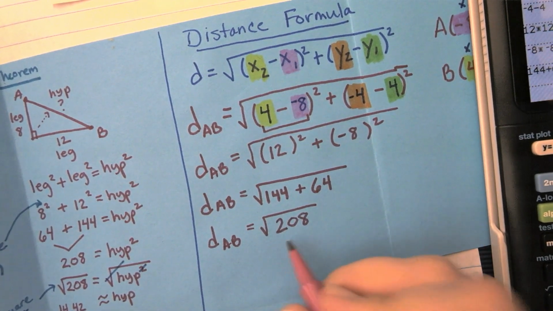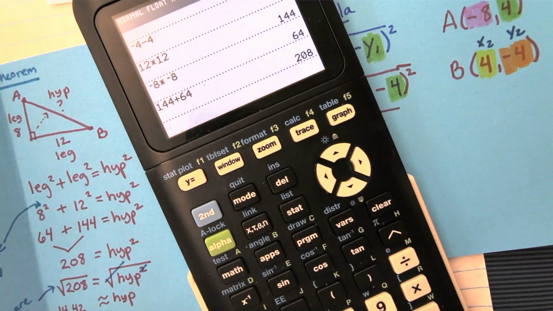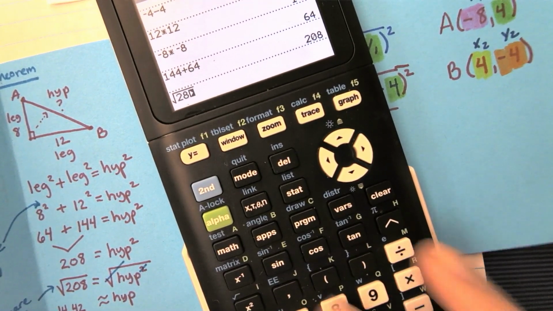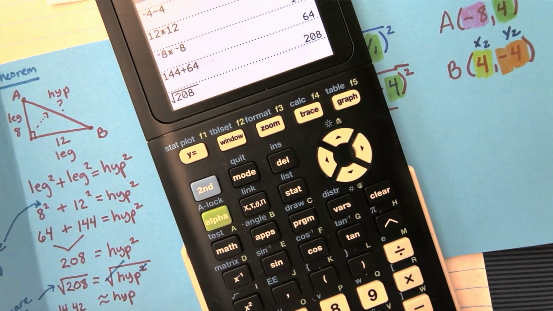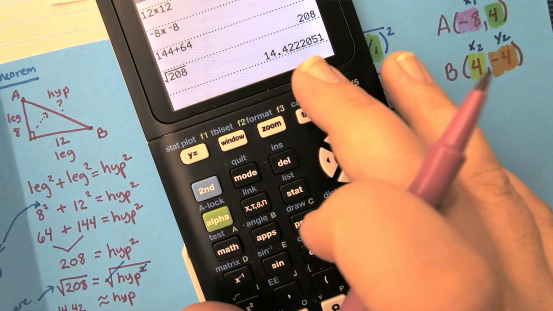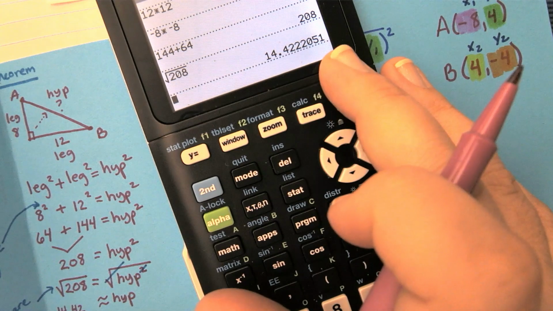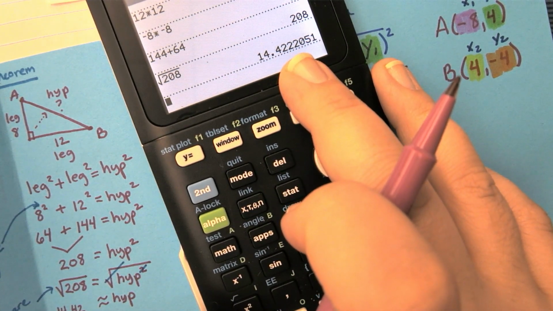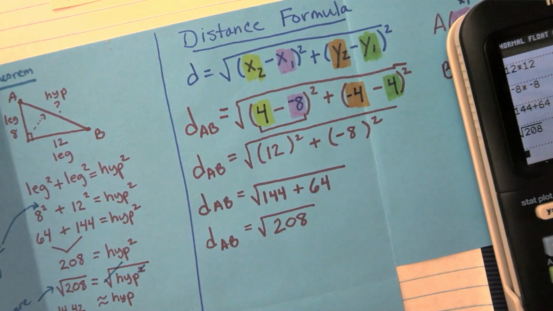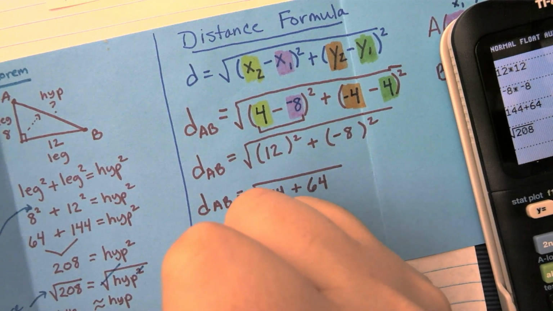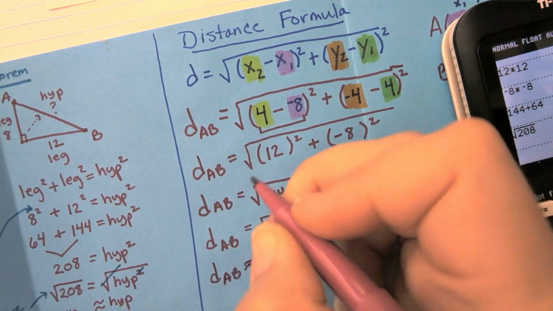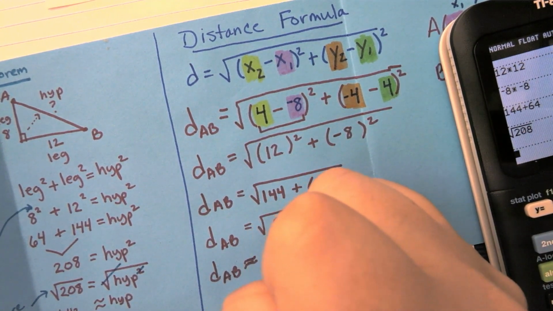So I'm going to type that into my calculator. I'm going to hit the second button, then the x squared button here so I get the square root. I'm going to type in 208. Hit enter, and I've got 14.4222051. So just like before, we're going to look at the third decimal, and instead of 42, it's actually going to stay 42 because the next number after that is a 2 again. So the distance from A to B is approximately, squiggly equal sign, equal to 14.42 units.